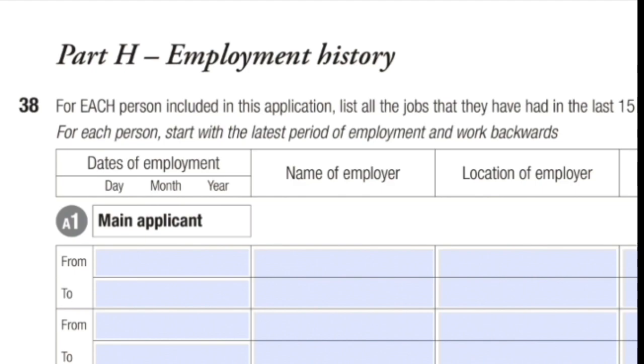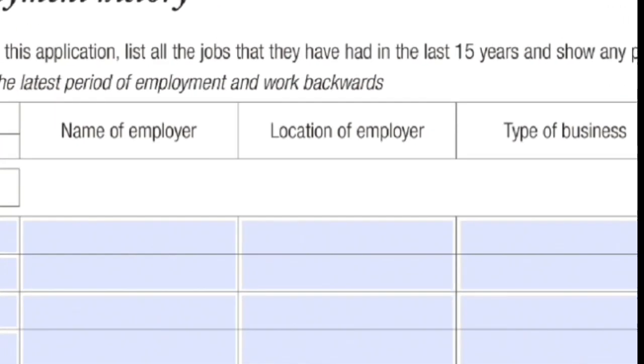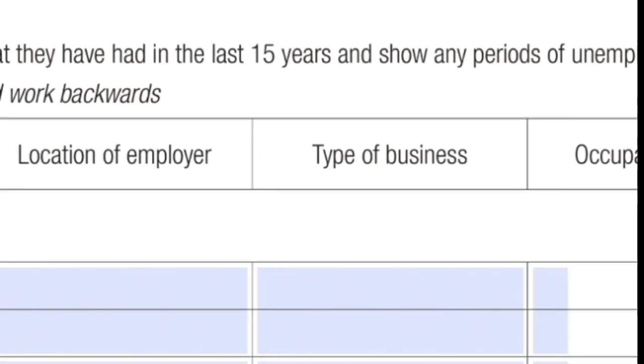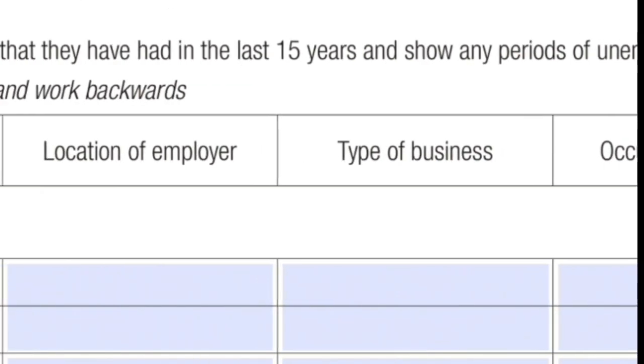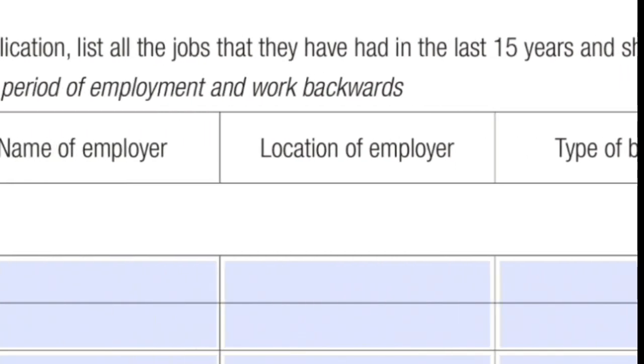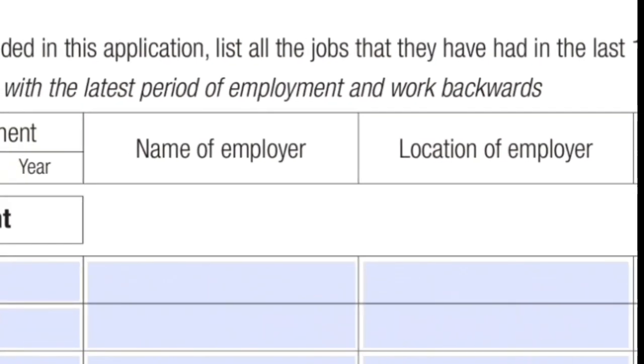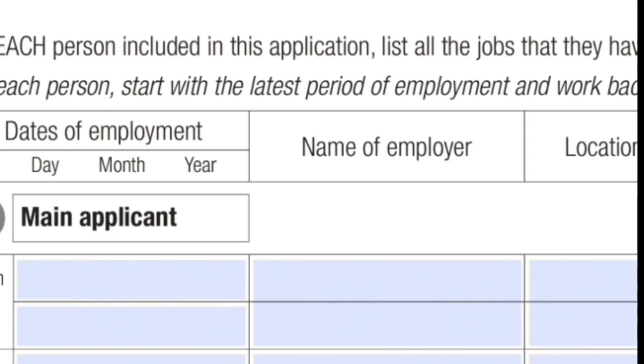Part H. Employment History. Question 38. For each person included in this application, list all the jobs that they have had in the last 15 years and show any periods of unemployment. For each person, start with the latest period of employment and work backwards.